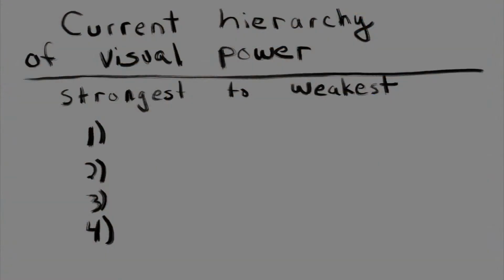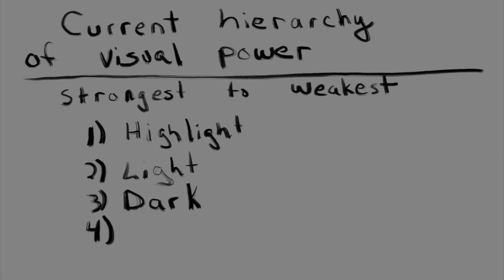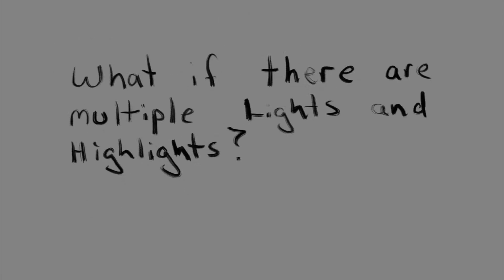But first things first, let's review how we handle visual power. Let's review the current hierarchy of visual power. From strongest to weakest, we have our highlight at the top. Next comes the light. The dark is after that. And the middle will bring up the rear. But what if there are multiple lights and highlights?